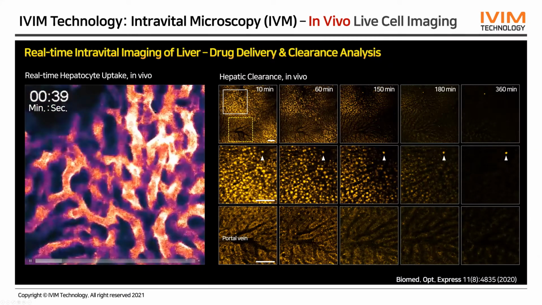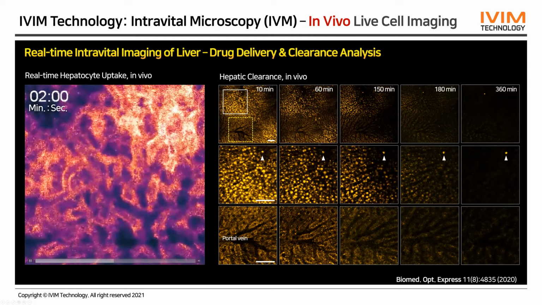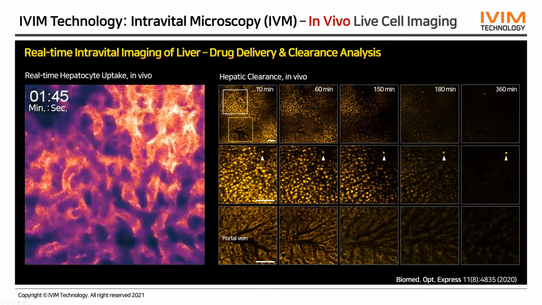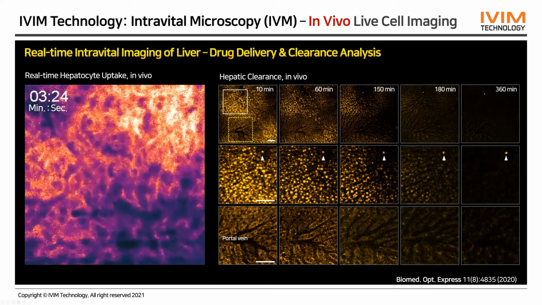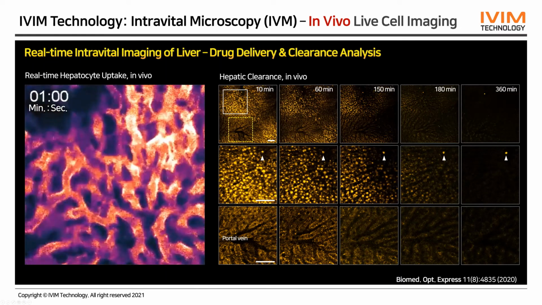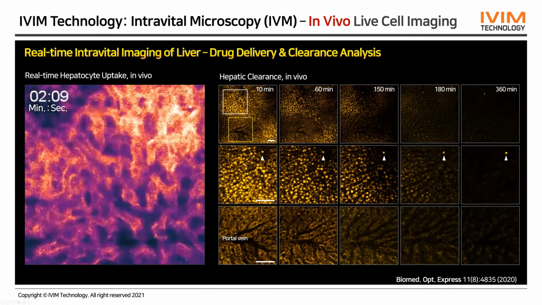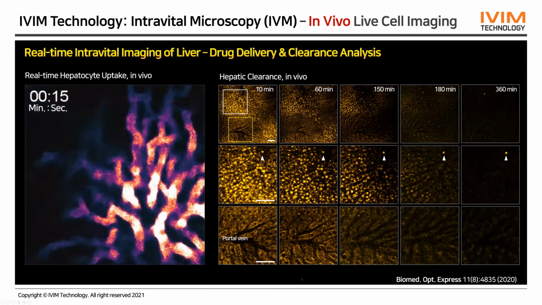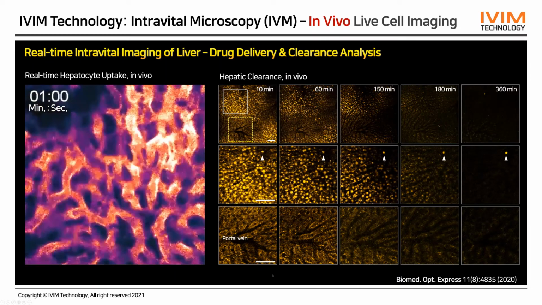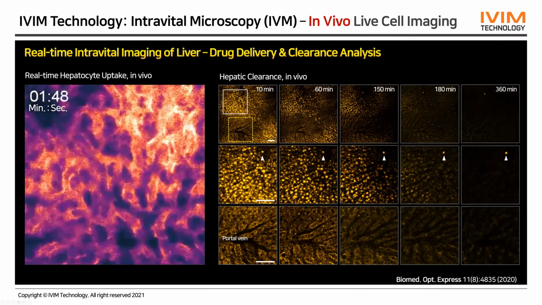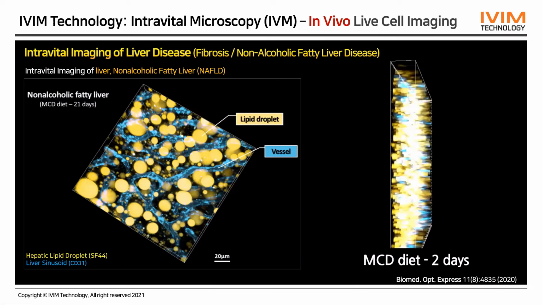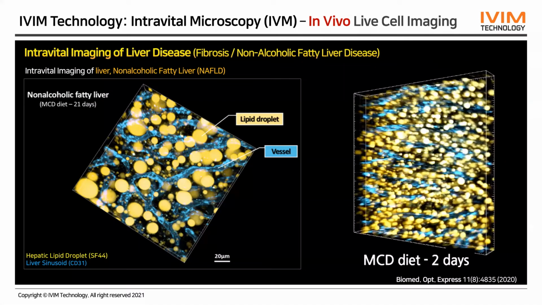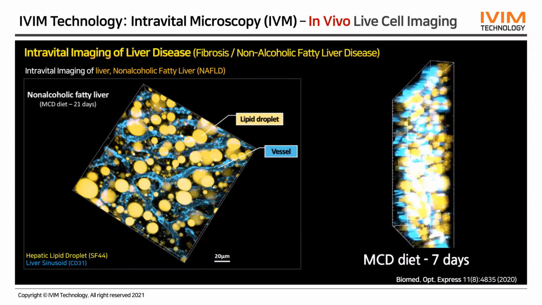In this case, it's liver. And then after this, we can monitor the clearance as well. As you can see here, for up to 6 hours, we monitored the same site of the liver to see the clearance of this fluorophore from the liver. And another beauty of intravital microscopy is that we can keep the animal alive during the imaging, and then we can also save the animal after the imaging.